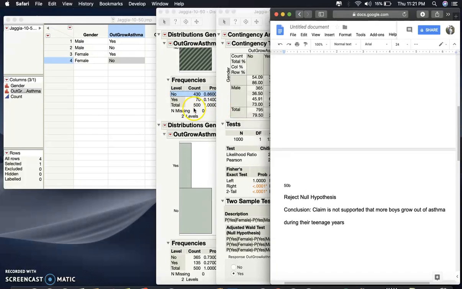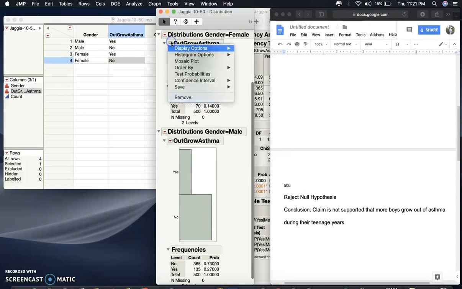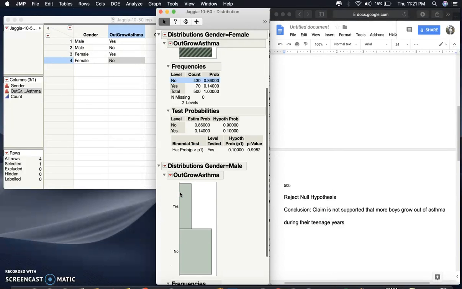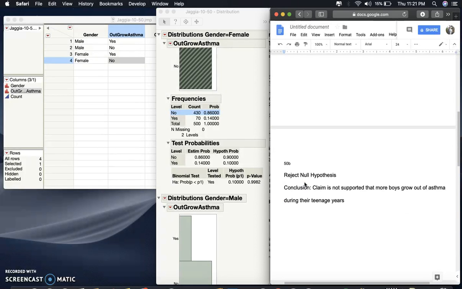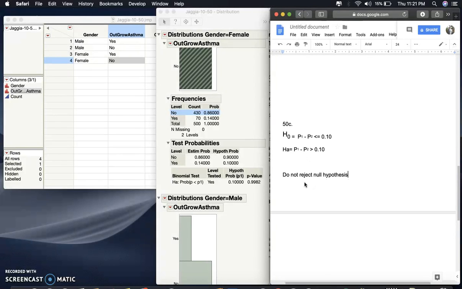For part C, we're going to go back to this distribution and go to test probabilities. We want to test it at a 10% significance level. So we're going to click on 0.10 for the yes, and the probability is less than the hypothesized value. So we're going to click done. This test gives us a p-value of 0.9982. What can we conclude from that p-value? We can conclude that we do not reject the null hypothesis.